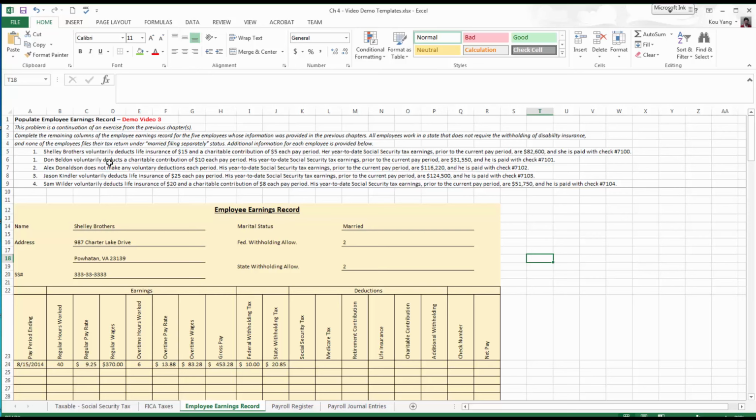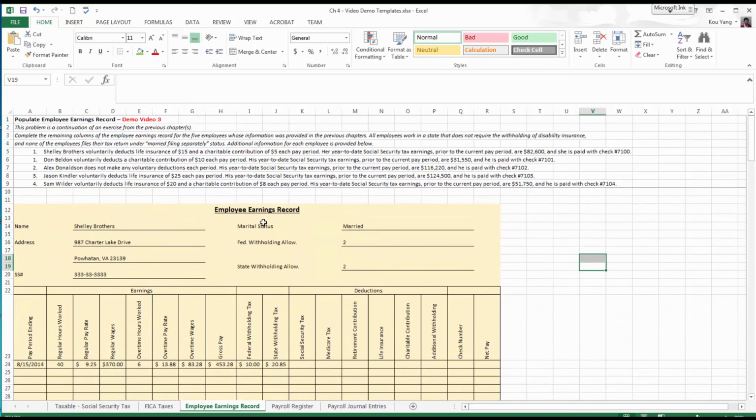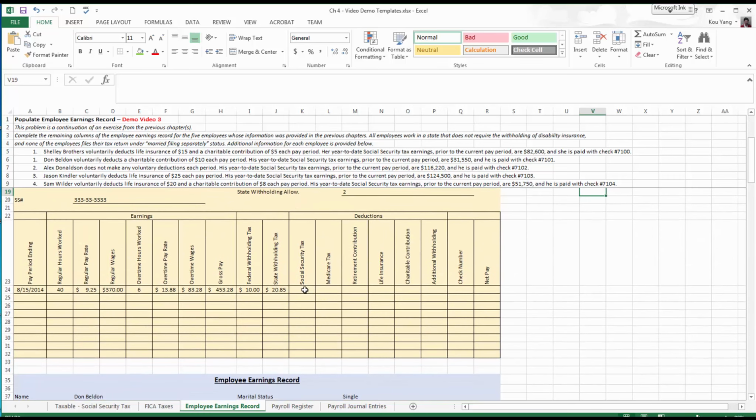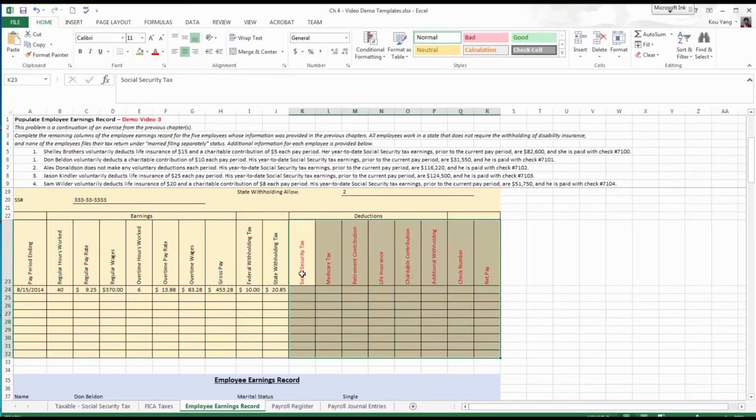So for Shelly, she voluntarily deducts life insurance of $15 and a charitable contribution of $5 each per pay period. Her year-to-date Social Security tax earnings prior to the current pay period are $82,600, and she is paid with check number 7100. Okay, with that information available, I'm going to go to Shelly's earnings record and populate these cells here. I'm going to make sure they are a different color.